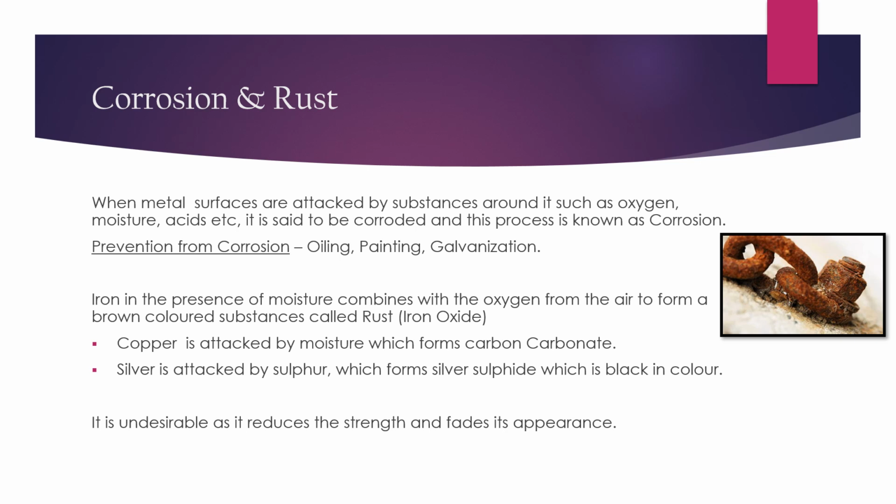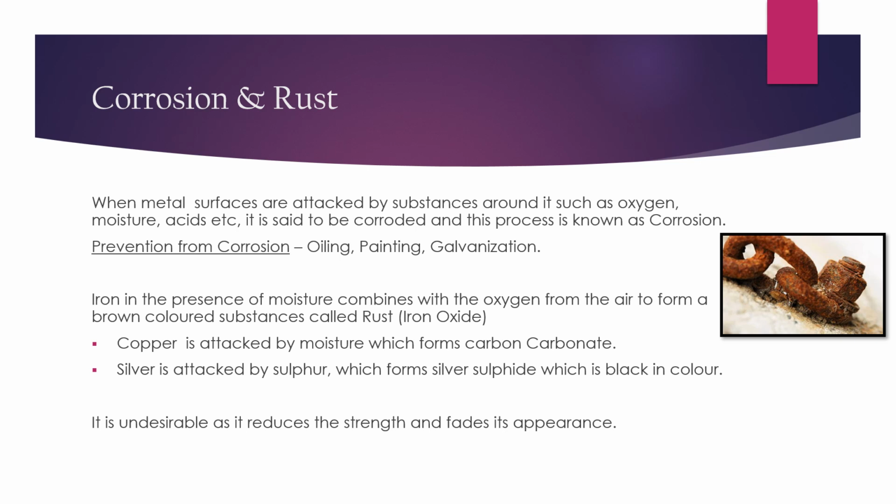In rusting, we can see that iron in the presence of moisture combines with oxygen from the air to form a brown colored substance called rust, that is iron oxide. One thing we have to remember is that rust only occurs in iron, not anything else. And the formula of rust is iron oxide, that is FeO. FeO, iron oxide.